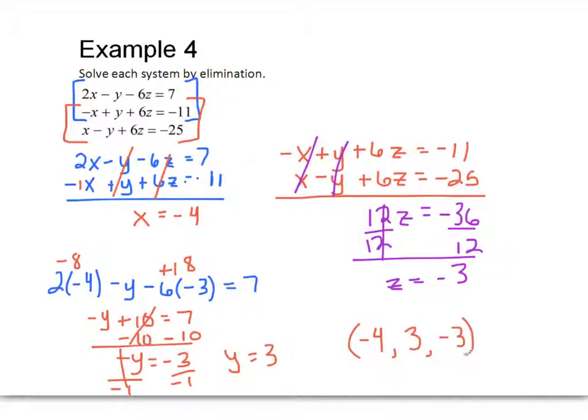So it actually worked out well that we eliminated more than one thing. That's kind of a little bit of a shorter problem because of that. But that can happen sometimes. Don't freak out if that happens to you.